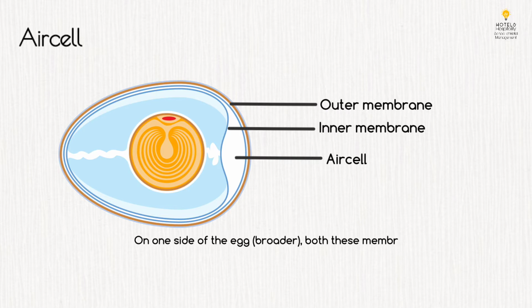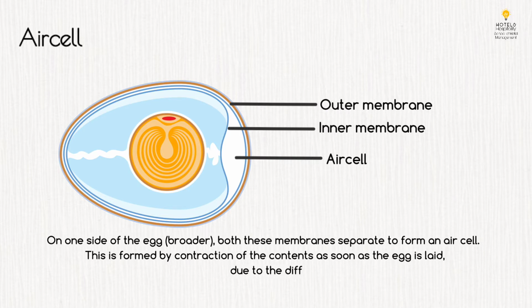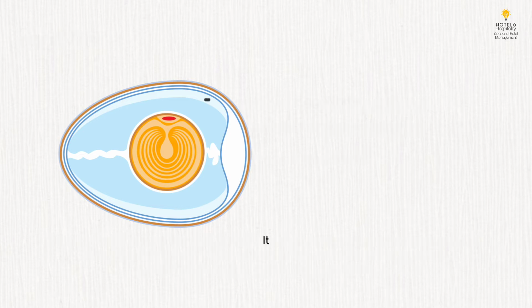Air cell. On one side of the egg, both these membranes separate to form an air cell. This is formed by contraction of the contents as soon as the egg is laid, due to the difference in the outside temperature.